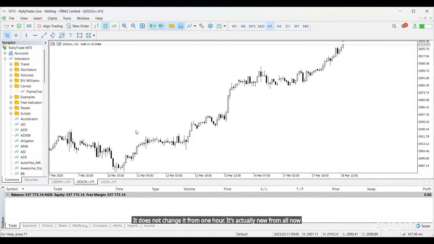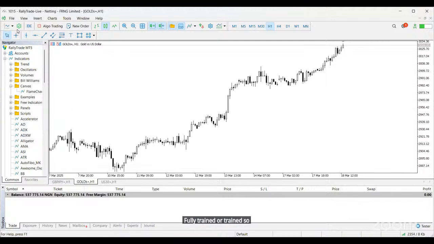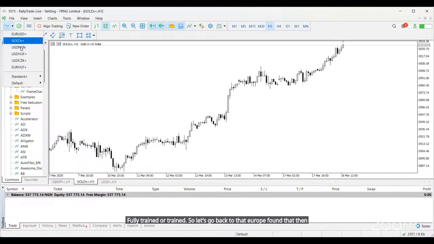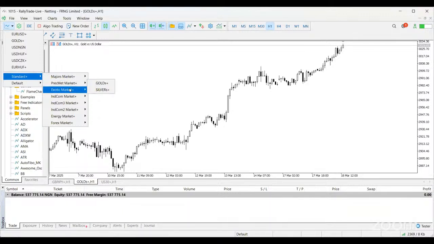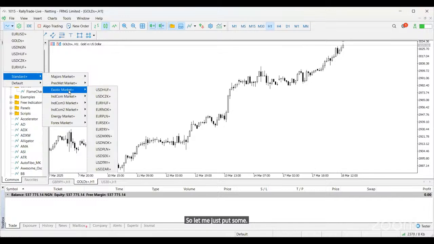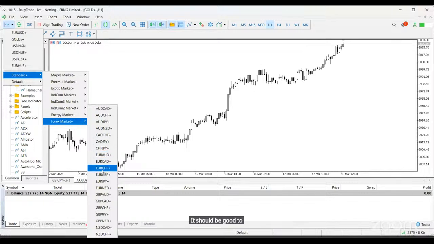So, for example, if a trend is sideways, you want to know whether the price is really ready to go up or go down. So I'm going to go back to that Euro Pound because gold is 100% strong on an uptrend. So let's go back to that Euro Pound that Razvan was looking at. I'm going to go to majors and go to Euro Pound, Euro GBP.